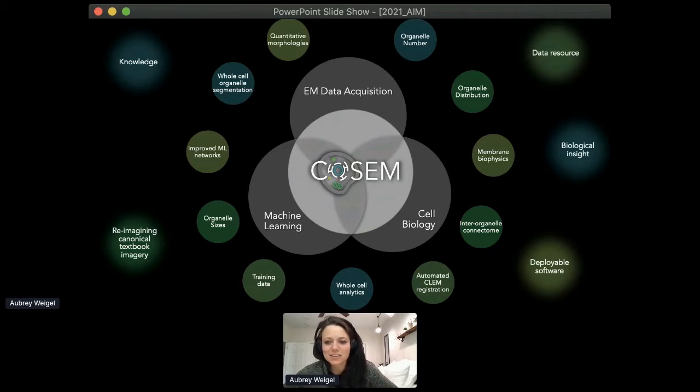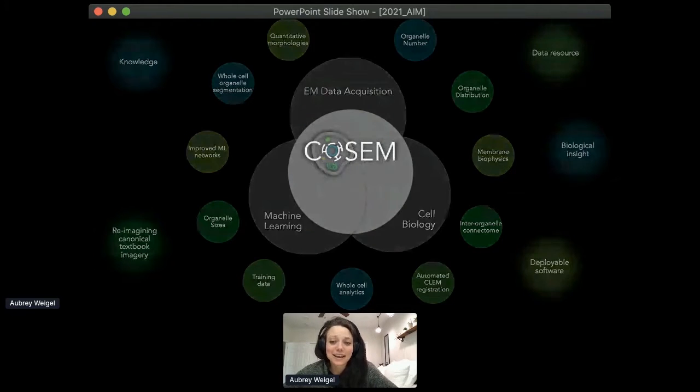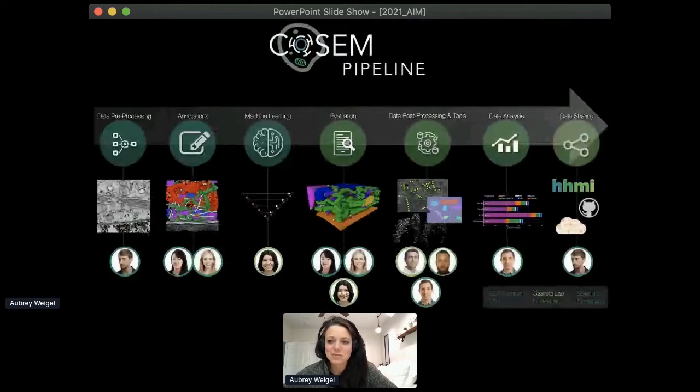So it provides biological insight and knowledge, and it does this in a way that is open and accessible to the broader scientific community and to the public. COSEM is a highly collaborative team, including members from scientific computing at Janelia and project technical resources, as well as members from the Saalfeld and the Funke labs.